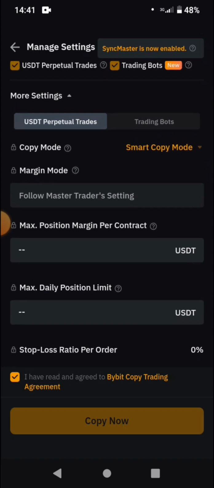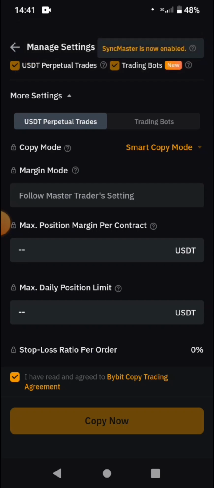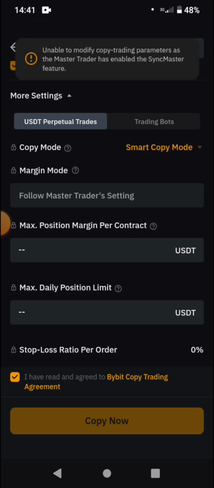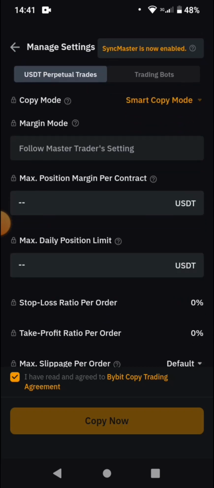Now let's look here. Maximum position per margin. Let's say to enter any trade out of your $50, you are going to enter 10 USDT. Which means whenever this trader enters a trade out of your $50, he is only going to use 10 USDT. You don't want to use your entire 50 USDT in just one trade. What if the trade goes bad? If the trade goes bad with the 10 USDT, you still have 40 USDT to enter another trade. You have daily position limit.